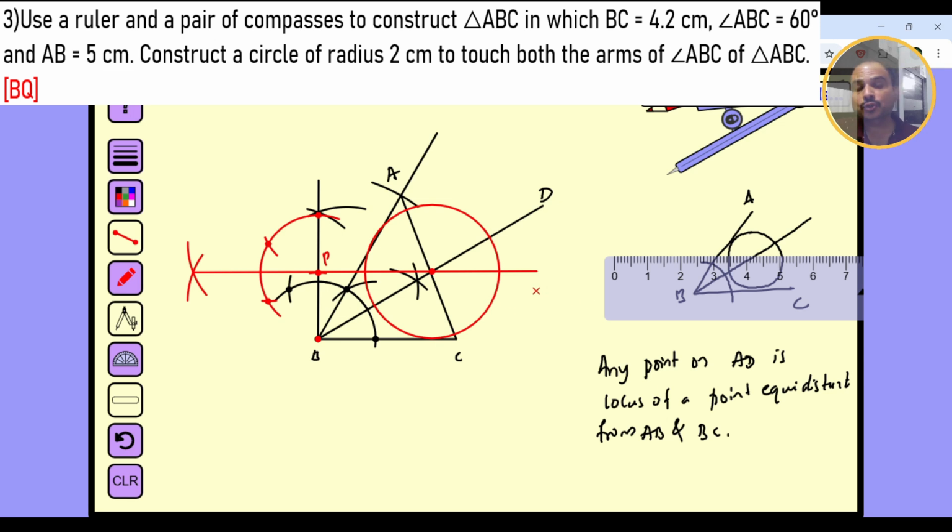Understood? So this is how the locus of the point which is at a distance of 2 centimeter means what? Perpendicular distance of this point. If I call this point as O, if perpendicular distance of the point O from BC and perpendicular distance of the point O from AB is same, that's why you are getting a circle which is radius 2 centimeter and touching arms of the angle ABC. Yes, children. So similarly you can do many of the questions.